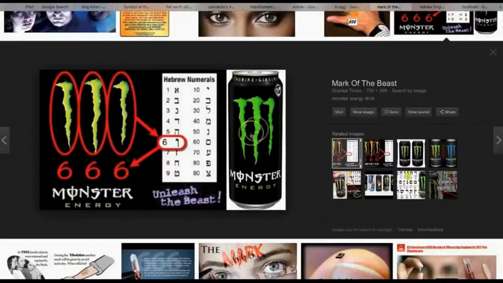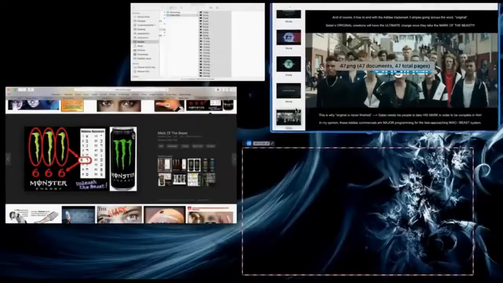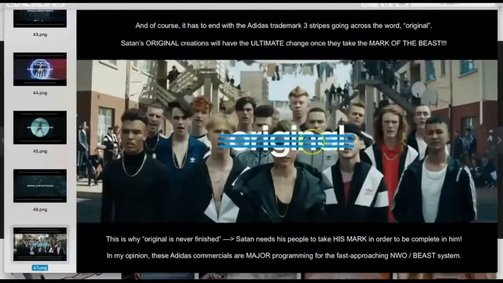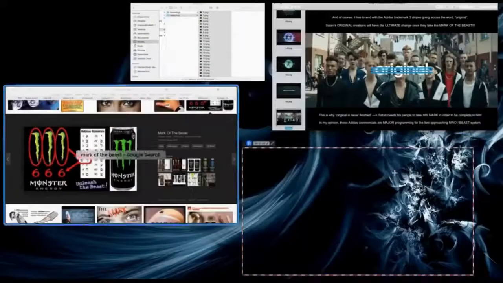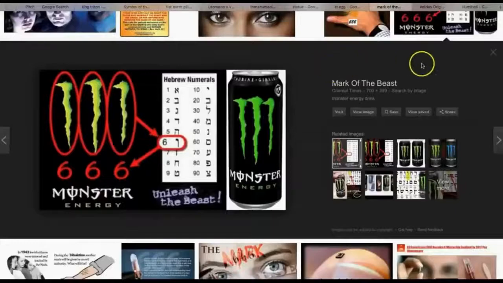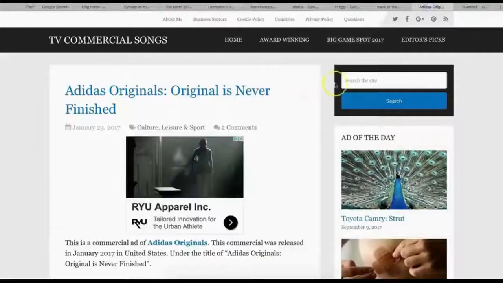You know, just like the mark of the beast is shown on the Monster drink cans, you've got again the 666, the claw marks, same kind of thing on the Adidas commercial, the 3 stripes. I believe it's possibly denoting the 666 beast system that we are being shown blatantly in these commercials. Because remember, Adidas is truly an Illuminati company, which we'll see in a little bit.